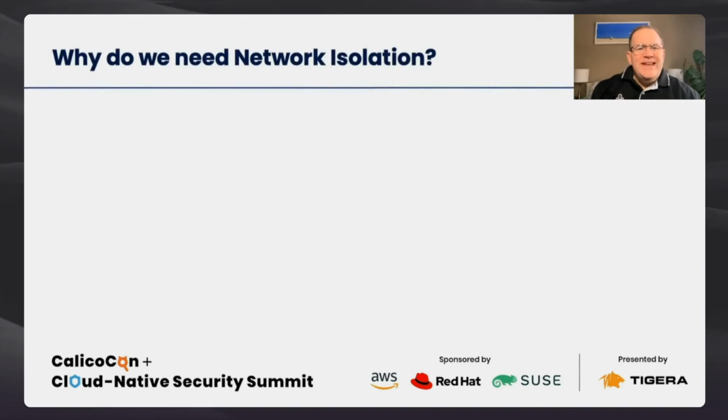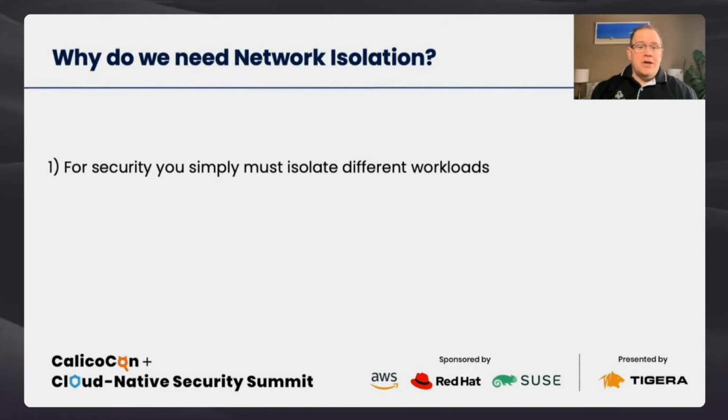Okay, so why do we need network isolation? Well, for security, okay? You really should isolate your network. Now, for a simple demonstration of this, what happens if you install your top secret application in a top secret namespace? And then someone comes along and installs a hacker application in a hacker namespace. Well, the problem is that Kubernetes by default does not automatically deny any traffic between namespaces, which means the hacker application can happily talk to the top secret application. Probably not a good thing.